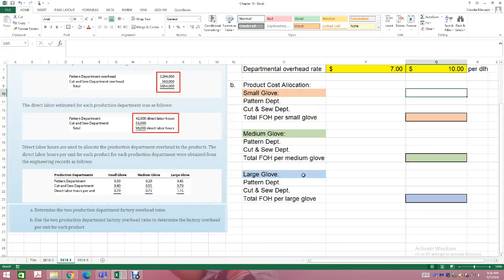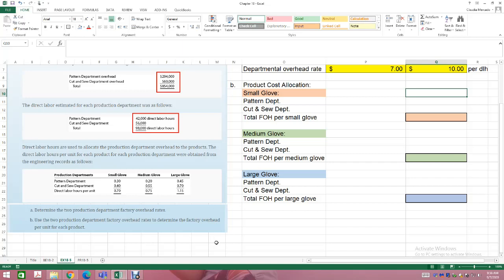Now, letter B. Use the 2 production department factory overheads, which we just calculated in letter A, to determine the factory overhead per unit for each product. So if we're making 1 small glove, 1 medium glove, or 1 large glove, how much are we going to allocate?